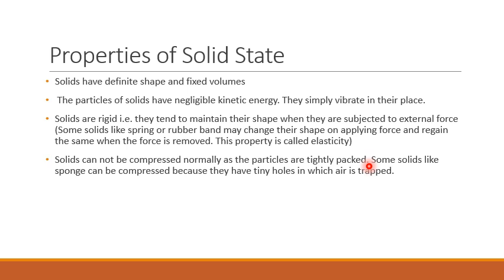But there are some exceptions like a sponge. So how can a sponge be compressed? We can compress a sponge because it has got tiny holes, and in these holes air is trapped. So when I compress a sponge, this air is released out and we can compress the sponge easily.